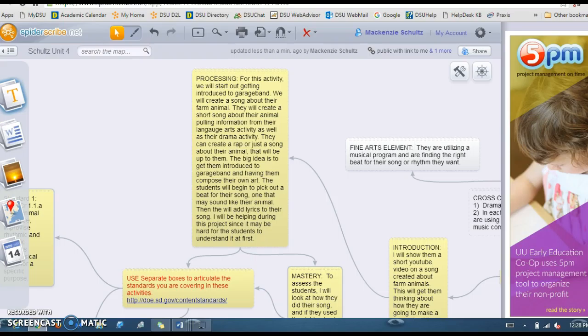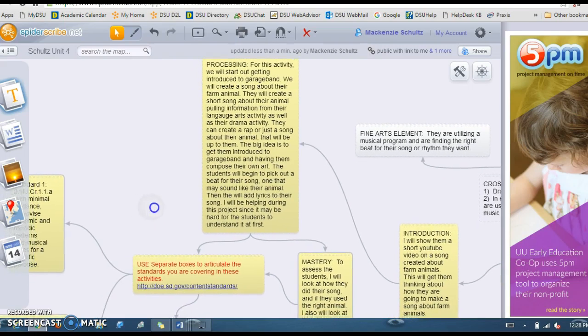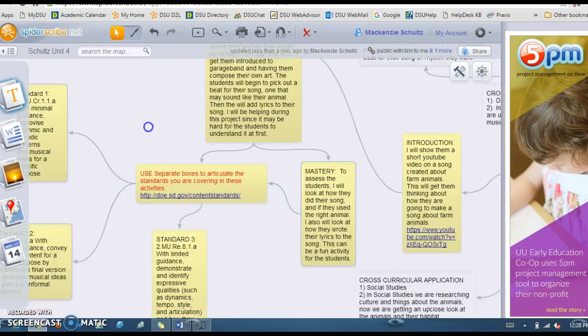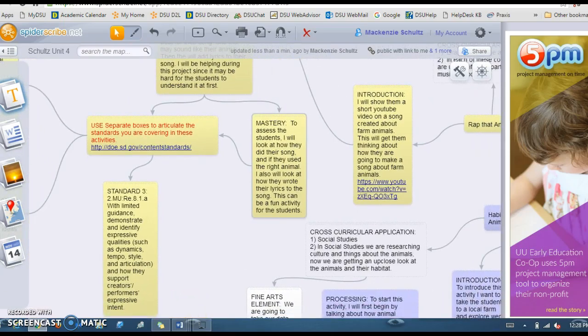And those lyrics will be pulled from previous units, as I'll be helping the students with this project. So it's a great activity for them to get involved in. For mastery, I'll look at how they did their song, if the beat fits their animal, if they used the right animal, if they used lyrics that we talked about earlier, and if they used information from past units. It's kind of just a fun activity for students.